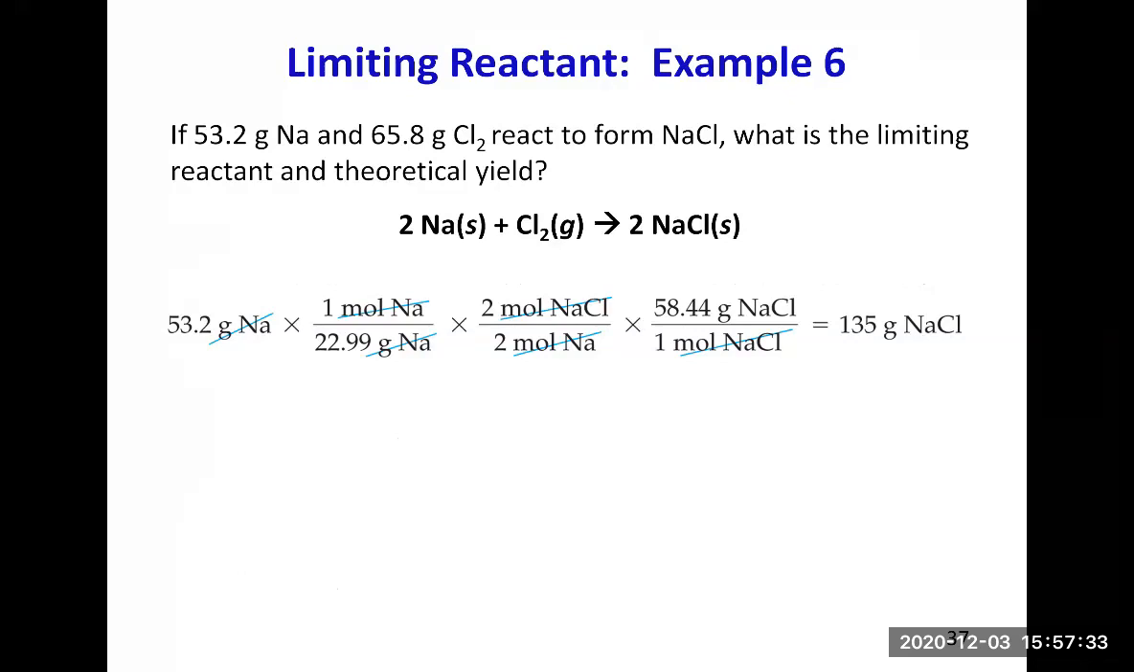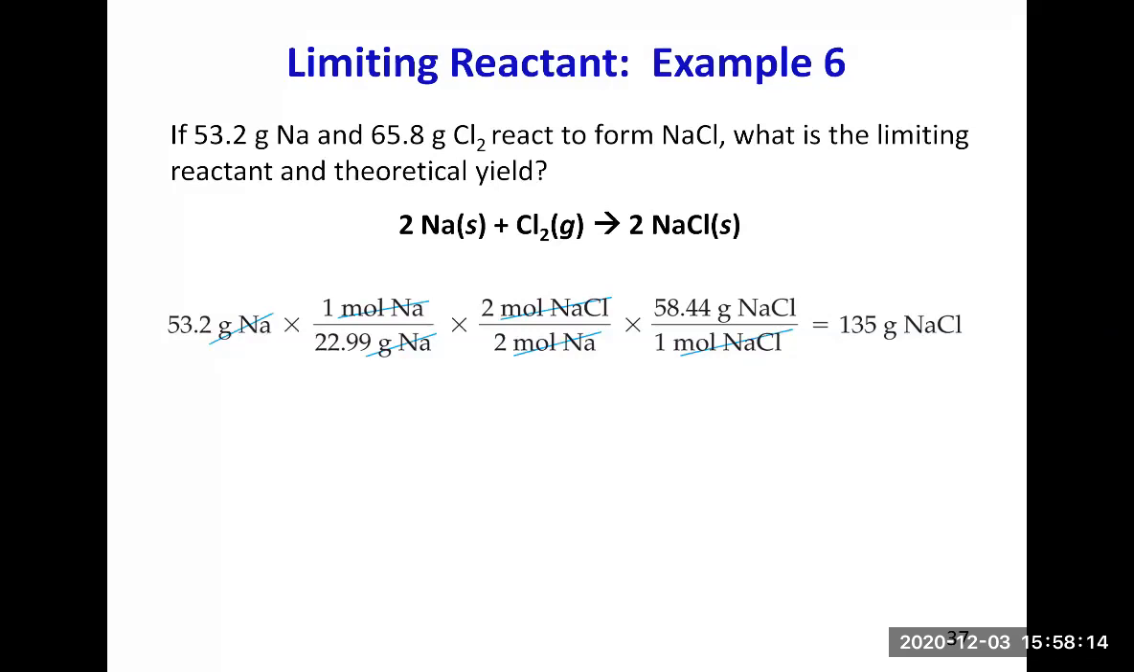Then the third conversion factor will have the moles of sodium chloride on the bottom because we want to cancel the units of moles of sodium chloride, and the grams of sodium chloride on top, so the molar mass of sodium chloride. In the calculator, you do 53.2 times 2 moles of NaCl times 58.44 grams of NaCl, divided by 22.99 Na and divided again by 2 moles of Na. The calculator answer is 135.233.